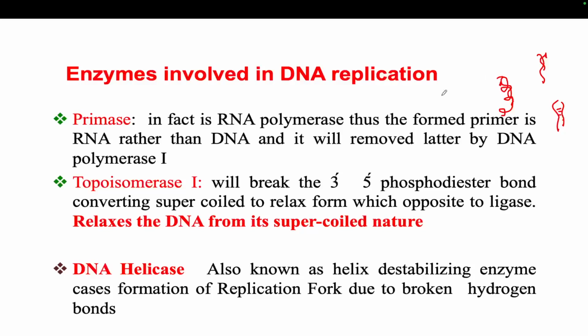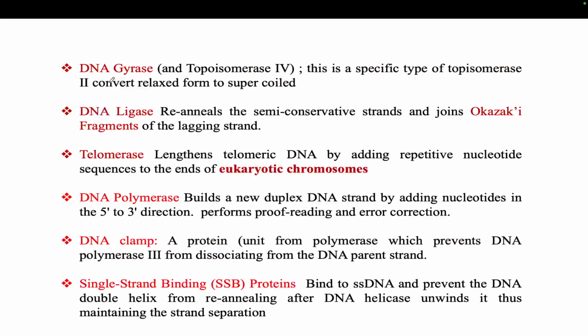So the DNA helicase is breaking this hydrogen bond so that each strand can work as a template DNA for the synthesis of new DNA. Whereas the topoisomerase's work is just to relax those portions of the DNA which are getting amplified, or which are getting replicated. Okay, so these are two different types of enzymes, topoisomerase 1 and DNA helicase. Then there is DNA gyrase, which is also a kind of topoisomerase. It is the type of topoisomerase 2, and it is also known as topoisomerase 4. That you have to remember.